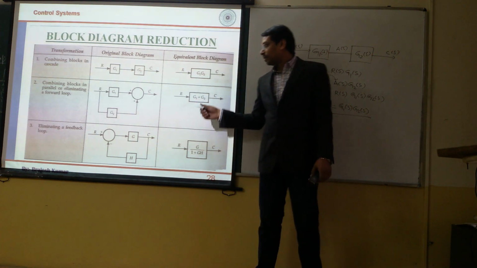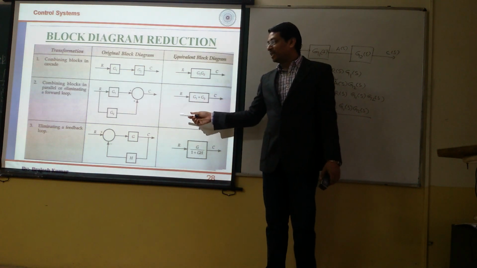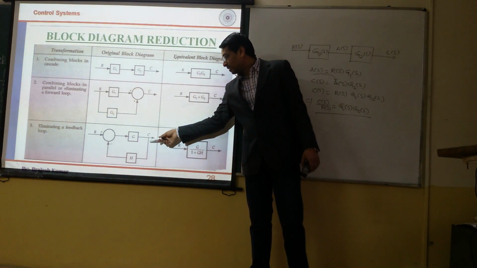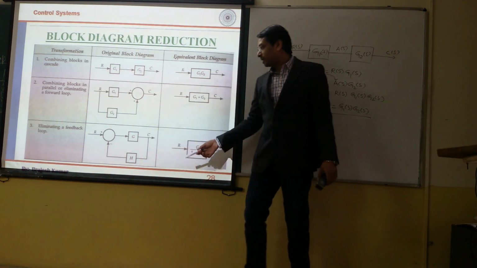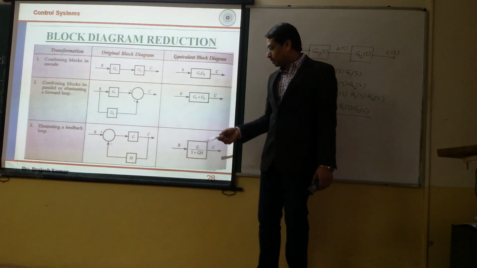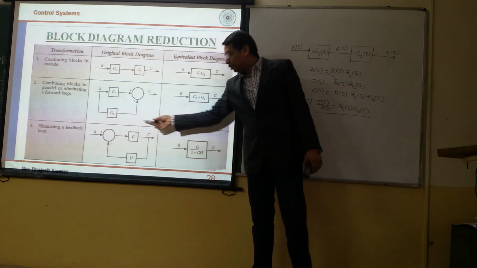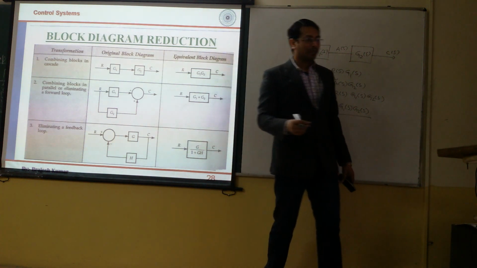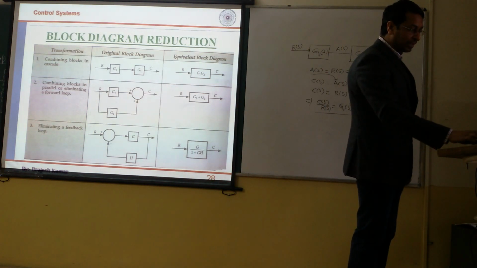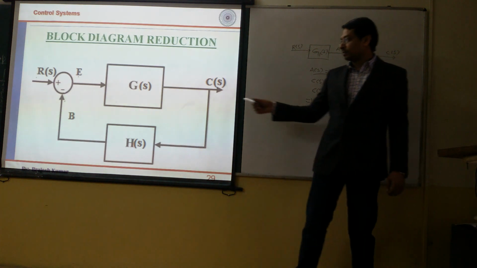Correct? Third, eliminating a feedback loop. Suppose you have a feedback loop like this, with the output quantity taken out, and here I have given a negative sign. It may be positive also. So you need to reduce this. Since this particular reduction is important, we are going to take it separately. This one, feedback.